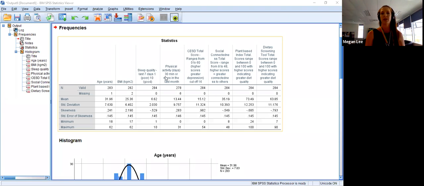Okay, so let's have a look at our statistics now for our data set once it's been fixed. So can someone please tell me what the average age of our data set is?